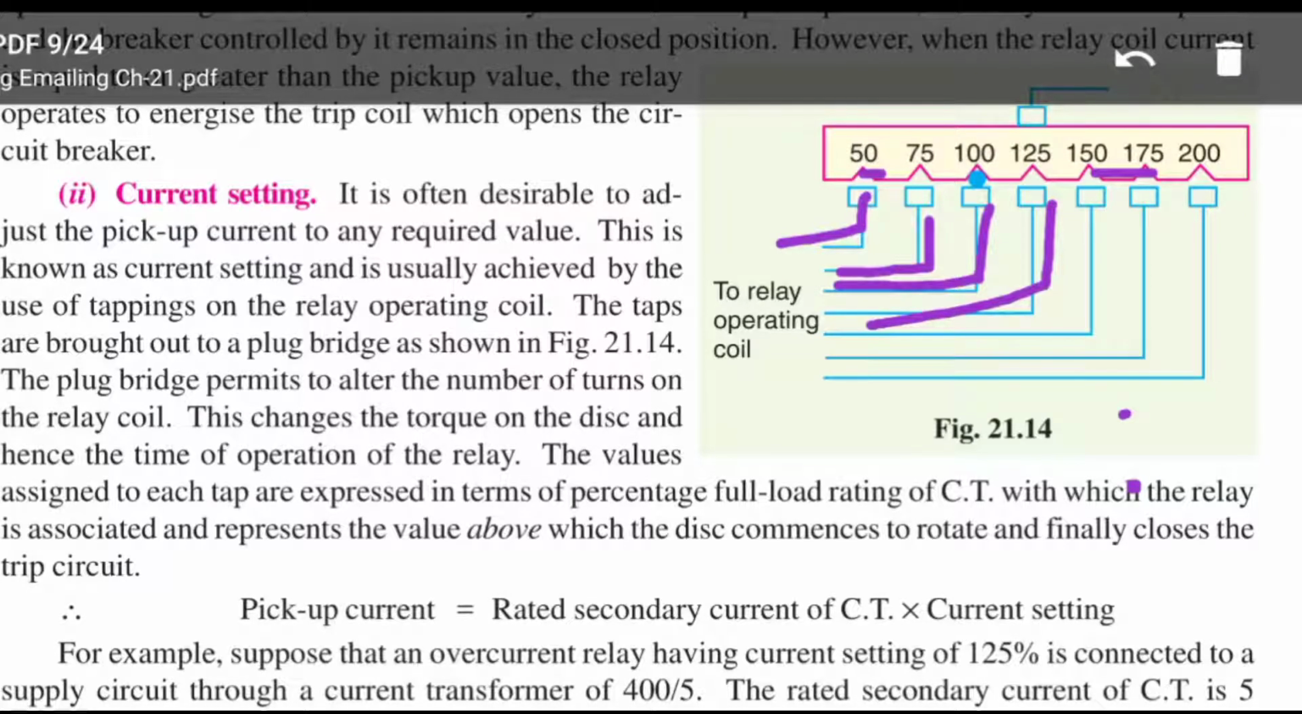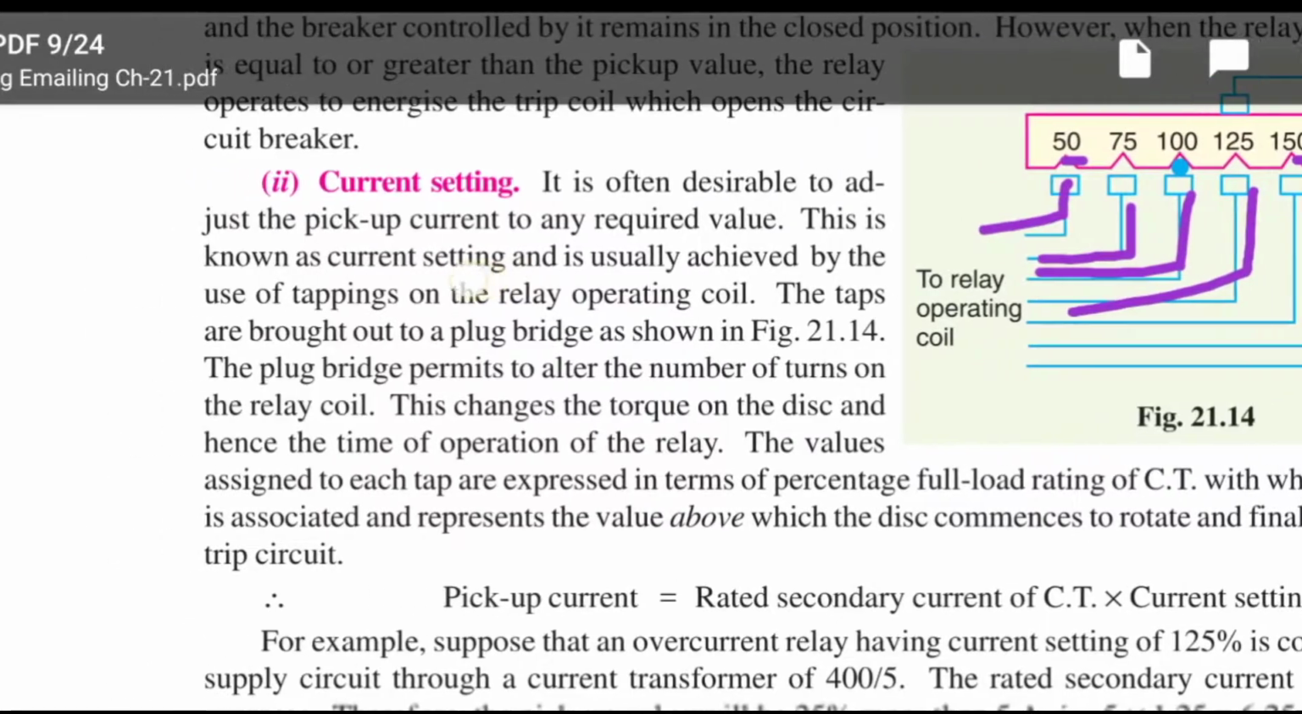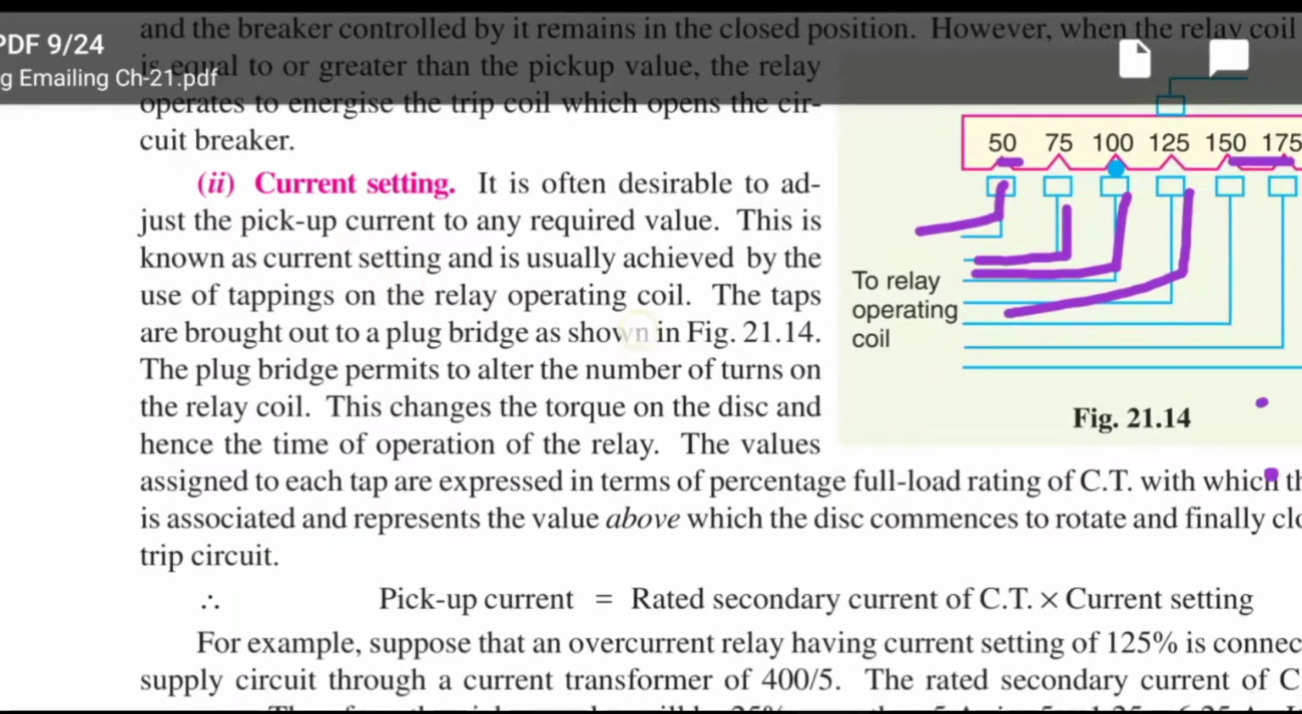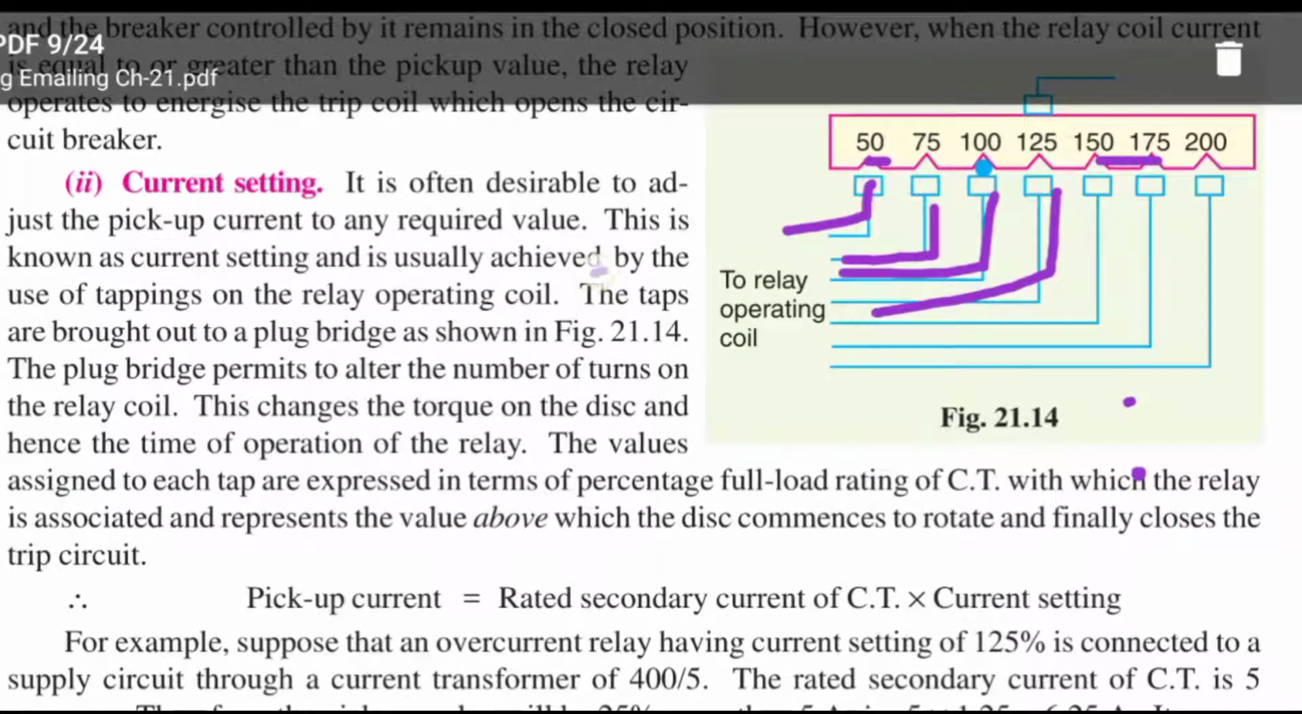It is often desirable to adjust the pickup current to any required value. This is known as current setting, and it is usually achieved by tappings on the relay operating coil. The taps are brought out to a plug bridge, as shown in the figure.